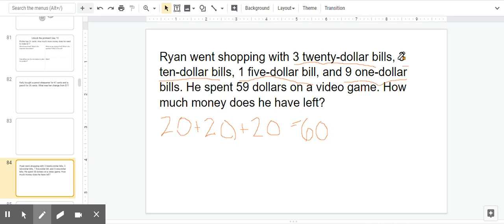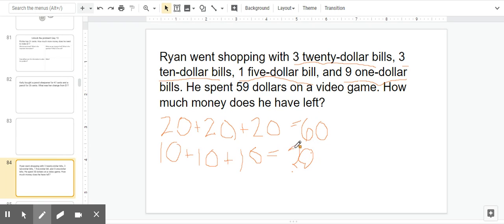He also had 3 $10 bills. So I'm going to write another repeated addition equation: 10 plus 10 plus 10. And again, we can solve this mentally. We know that 3 10s is the same as 30. Then he also had 1 $5 bill. There's nothing we need to add together there since he just had 1 $5 bill.